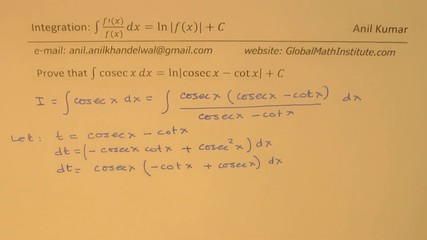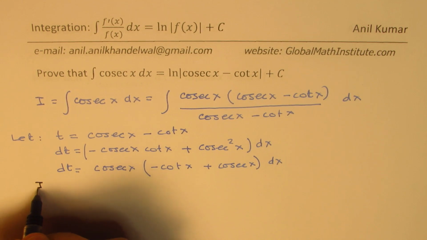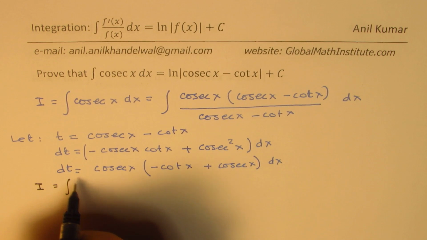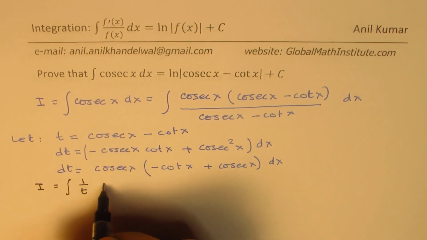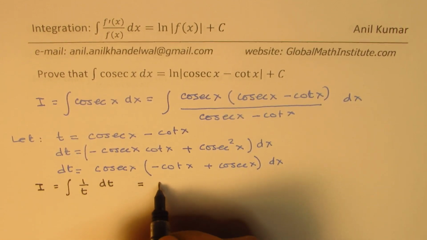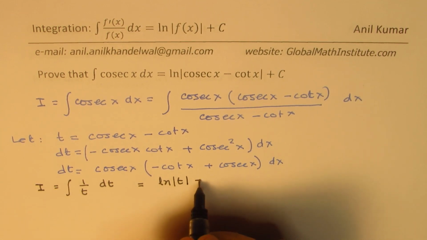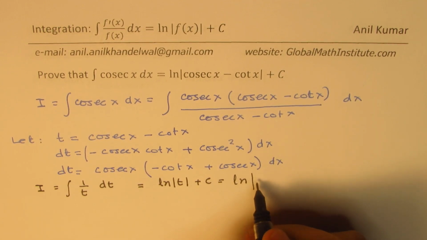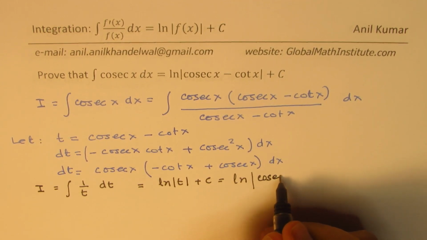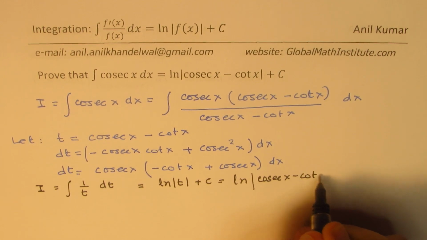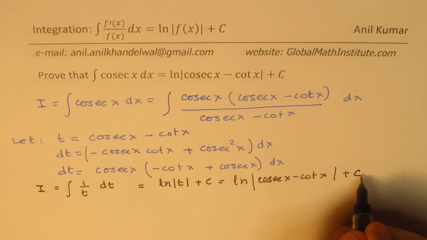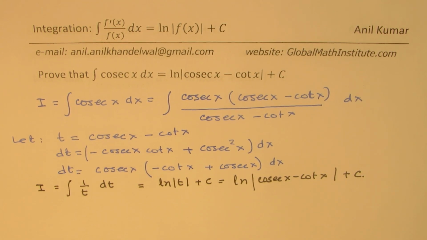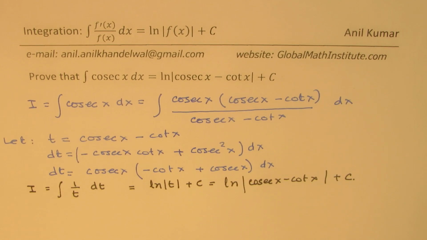So what I get here is that the integral for all this is basically equal to 1 over t dt, which is ln absolute value of t plus c, which is ln absolute value of cosecant x minus cotangent x plus c. Is that clear to you? So that is how you could actually solve this question. I hope the steps are absolutely clear.